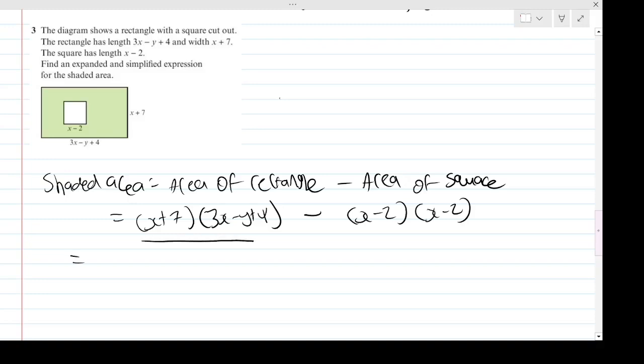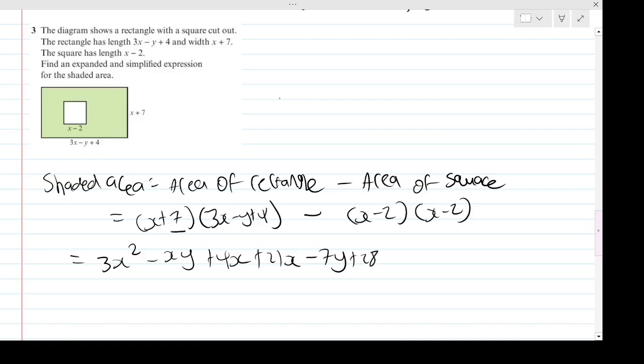So firstly, let's deal with the first set of brackets for the rectangle. So firstly, the x, then I'm going to times by everything in the other bracket. So x times 3x is going to be 3x squared. Then x times minus y is minus xy. And then x times 4 is plus 4x. Then we're going to have to deal with the next part, 7. So 7 times 3x is 21x. 7 times minus y is minus 7y. And 7 times 4 is plus 28.